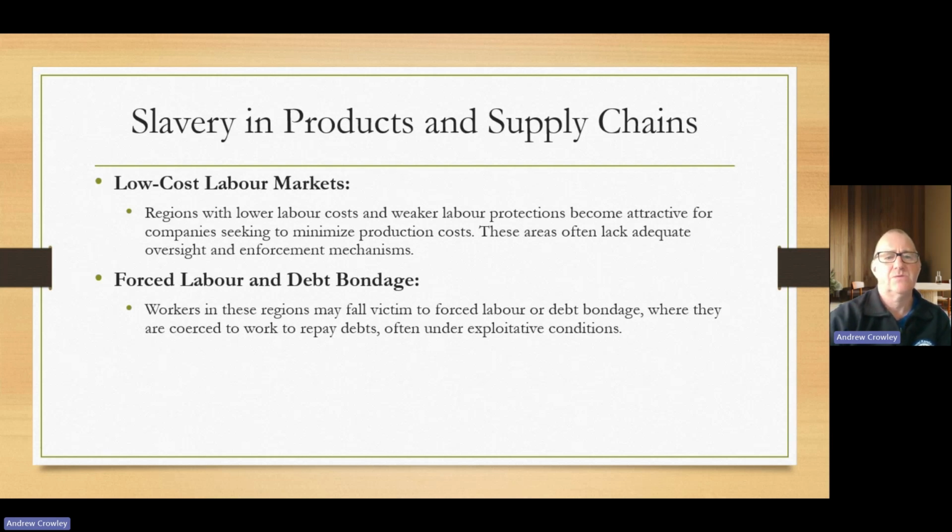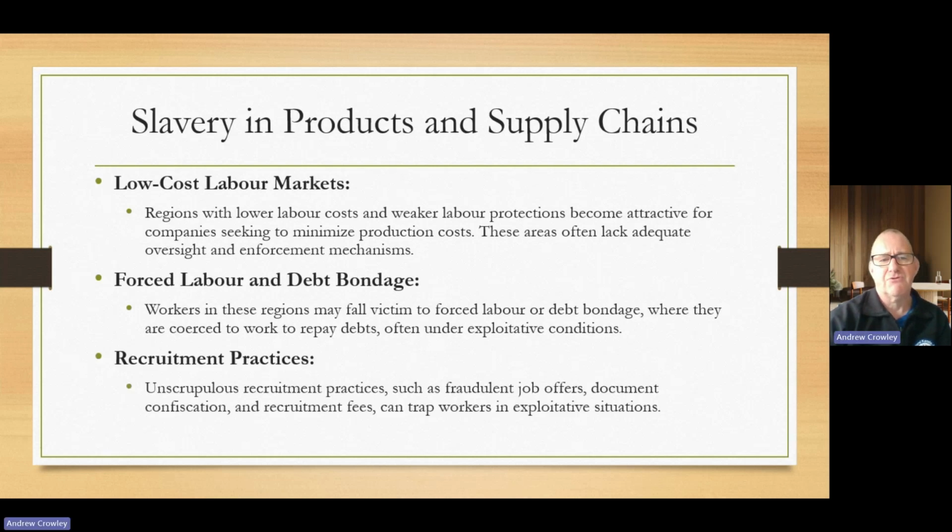So they're tempted into a job, they're promised good pay, but they forget the amount they have to pay in return for their transportation and their accommodation, and that racks up a debt that can be very difficult to pay. Recruitment practices are often unethical, so unscrupulous recruiters will place fraudulent job offers and steal their documents, basically take their passports off them when they arrive in the new country.